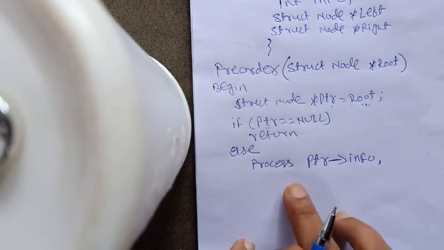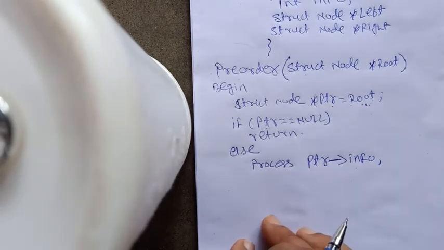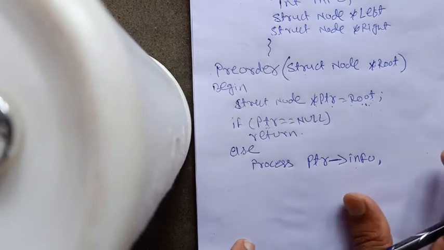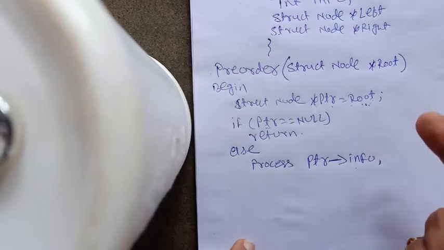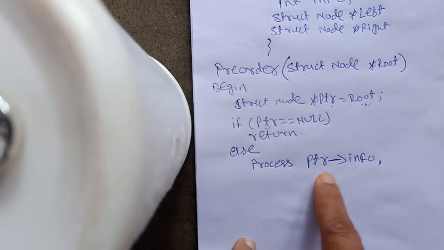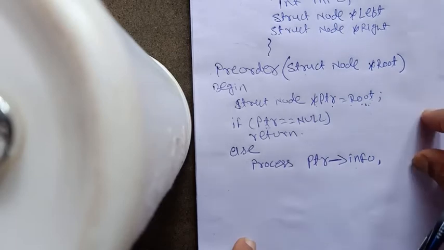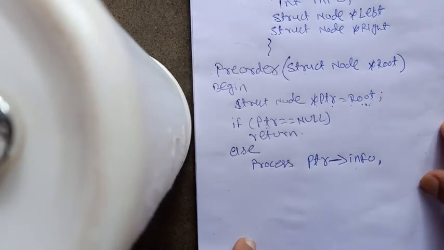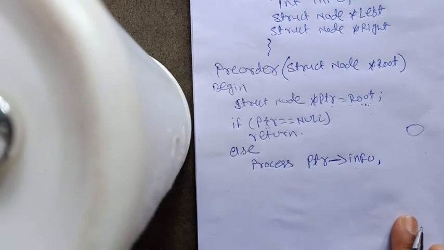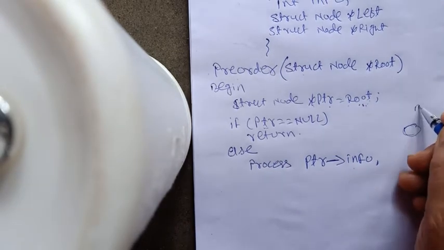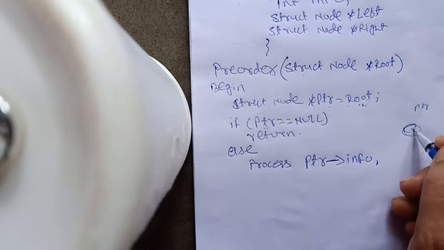Once that node is processed, then what? We'll say the root node is processed. Now we have to perform traversing. Traversing what? Traversing the left subtree of the current node. My current node is ptr. So ptr is pointing to a node which is my current node whose data is being processed. Now let's suppose this is my current node, and its address is ptr, and its info part is processed.